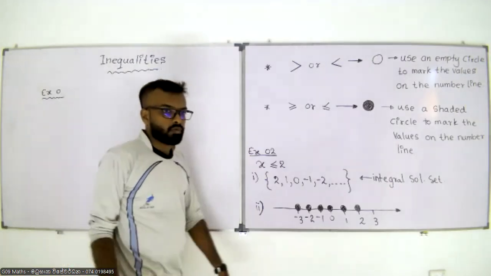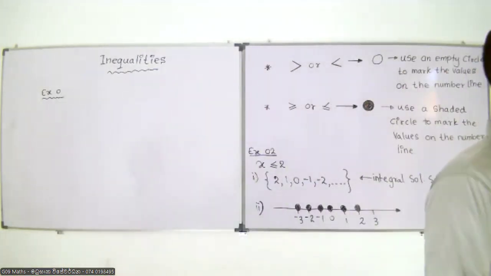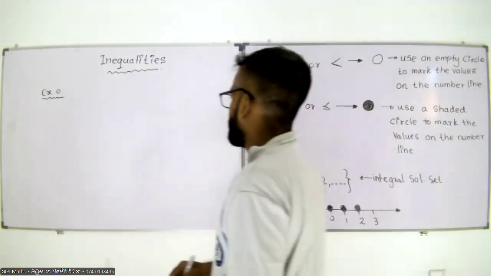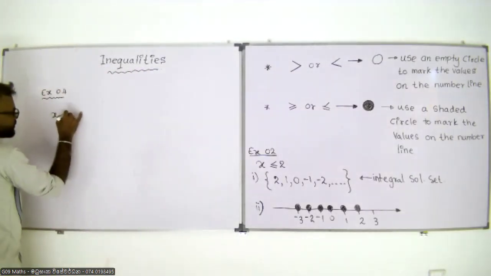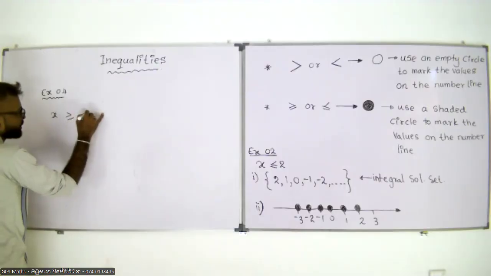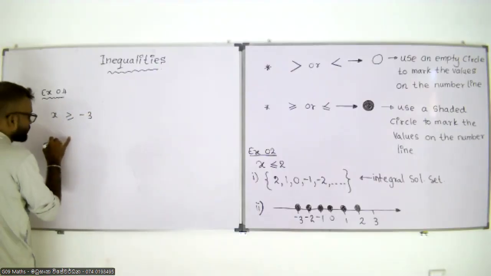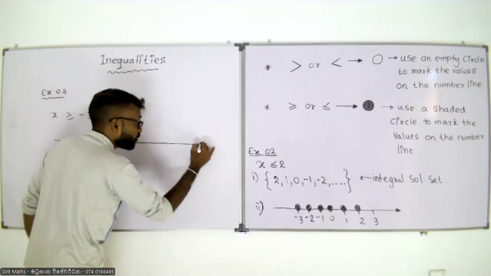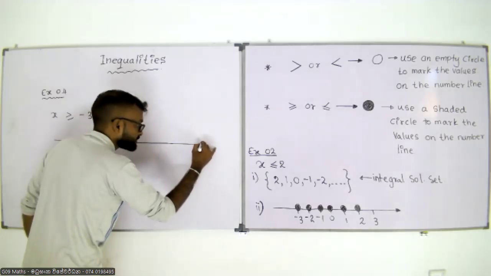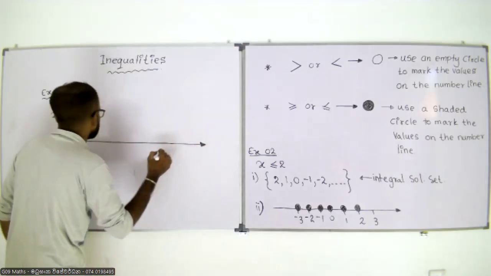Right. What is example number 4? X is greater than or equal to -3. So you are going to represent the solution set, all possible solutions for X.